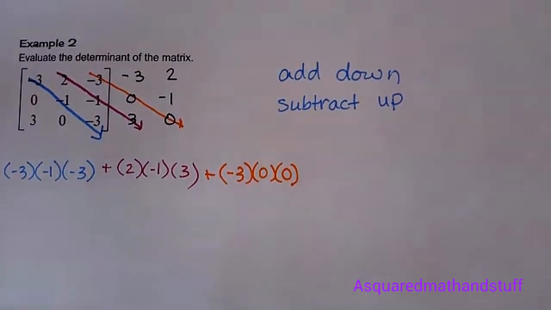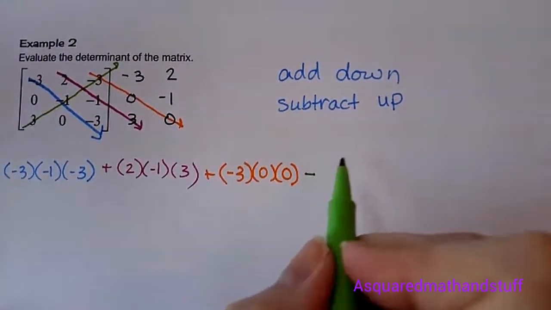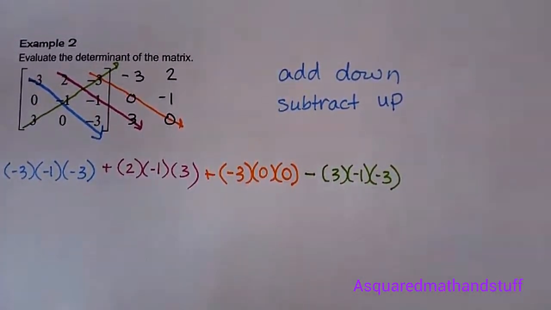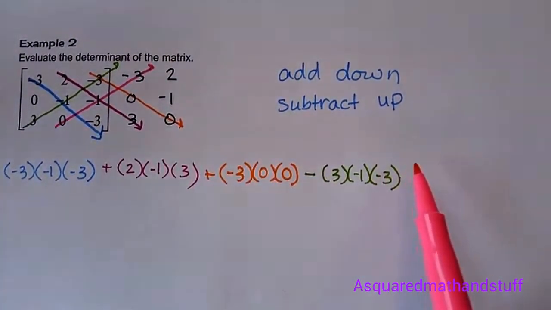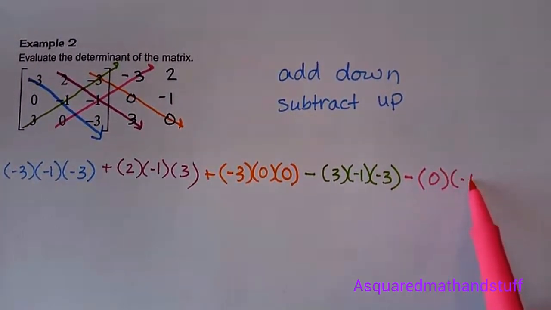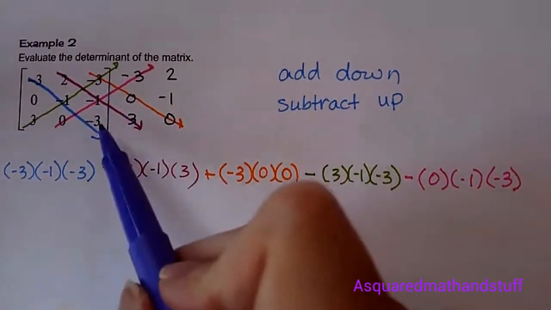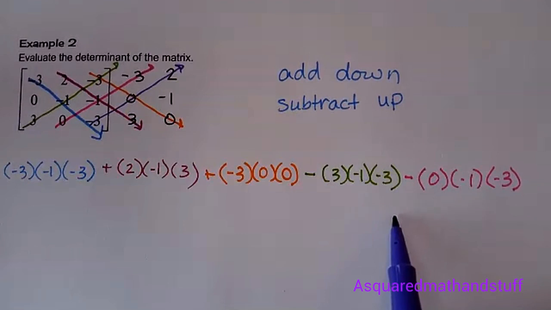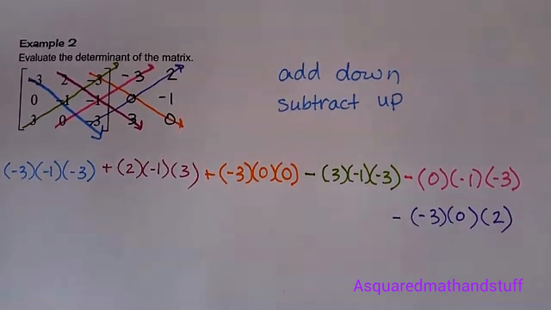Now we will work our way up, starting with the bottom left-hand corner. So now we subtract, and it's 3 times -1 times -3. Starting at the 0, working our way up, we have minus, because we're going up, 0 times -1 times -3. And lastly, we are starting with the -3, going up, and we're subtracting that. We have -3 times 0 times 2.